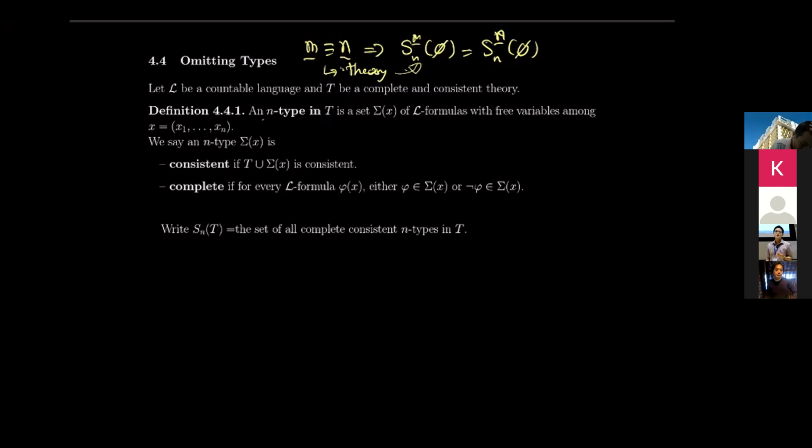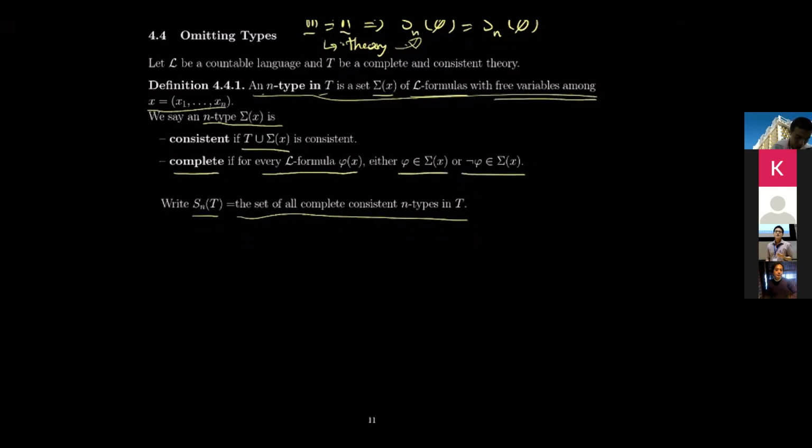Okay, and we can define pretty much an analog of all the definitions that we have above in terms of the theory. An n-type in T is a set sigma of X of L formulas with free variables among X1 up to Xn. And we say that an n-type is consistent if T union sigma X is consistent, and it is complete if for every L formula phi, either phi is in sigma X or not phi is in sigma X. Here we can write SnT to be the set of all complete and consistent n-types in T.